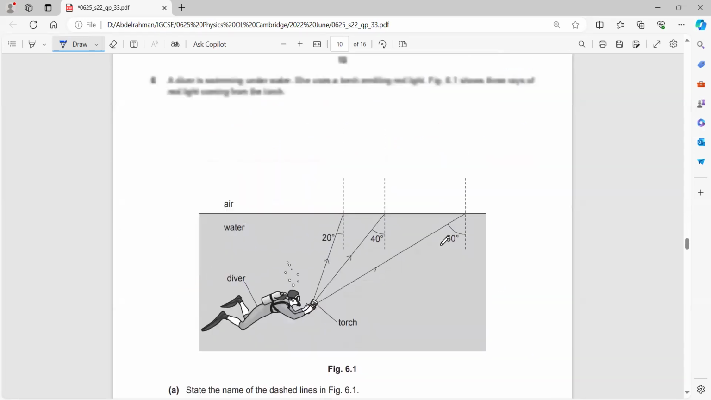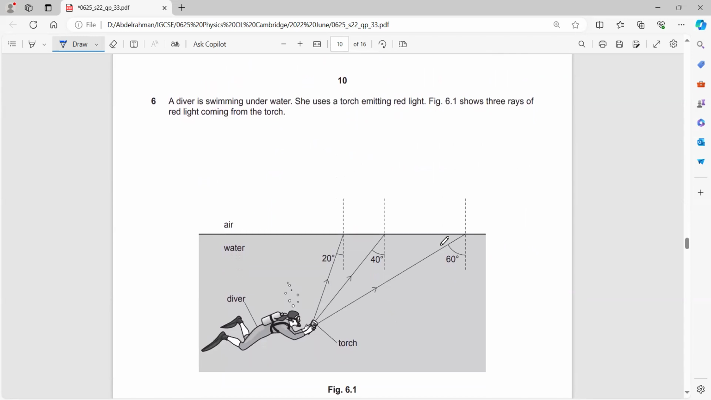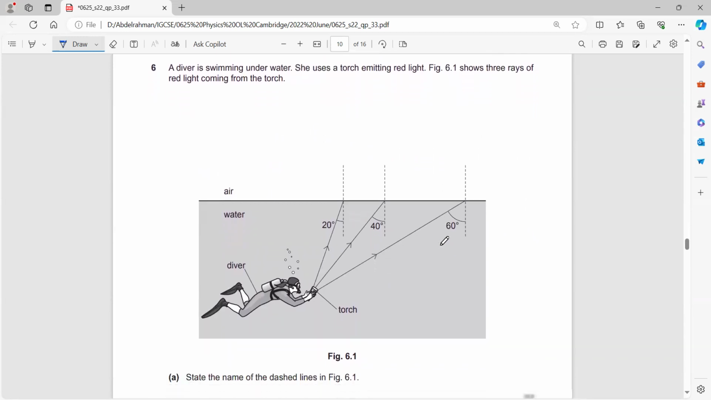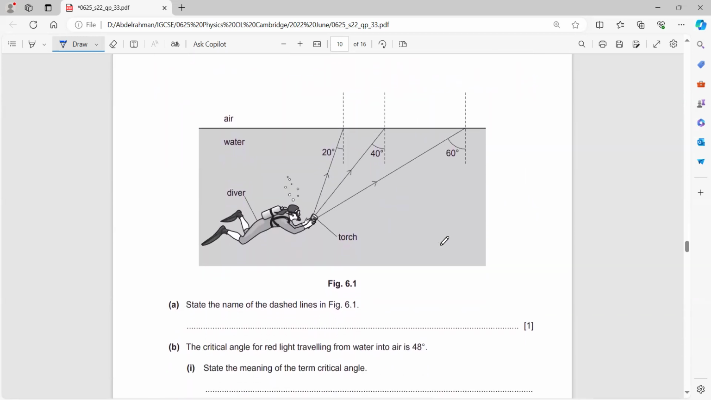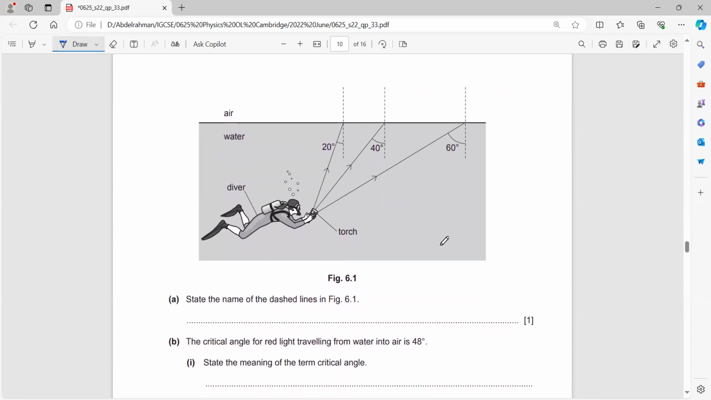A diver is swimming underwater. She uses a torch emitting red light. Three rays are coming out of this red light. State the name of the dashed lines. What are the dashed lines? Normal lines. Of course, normal lines.